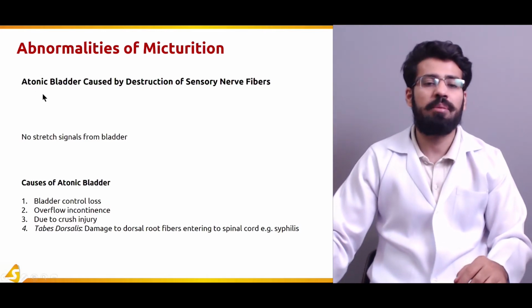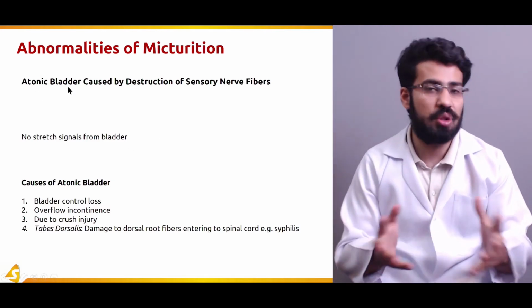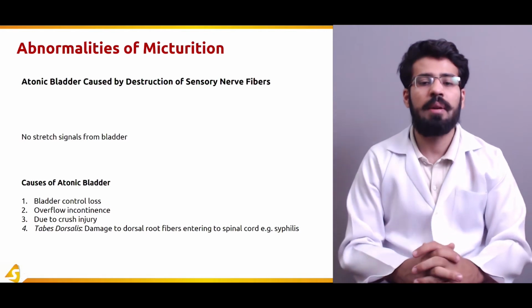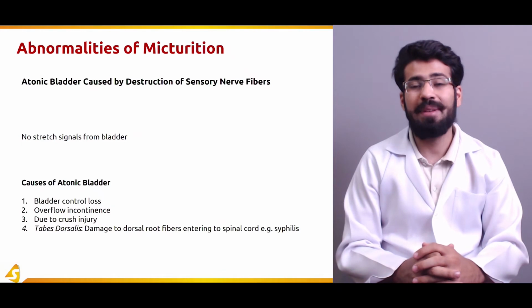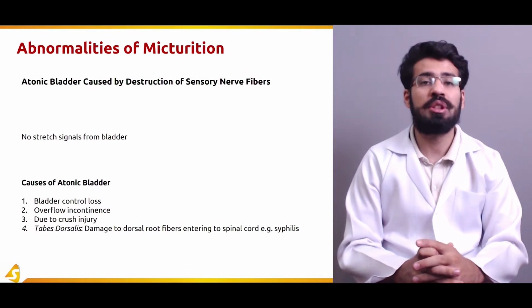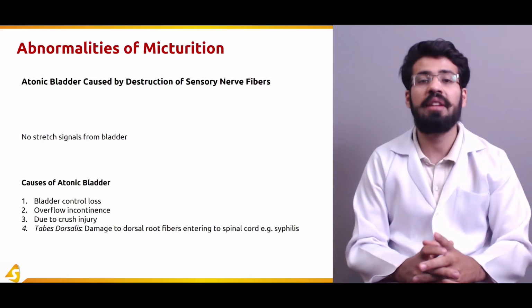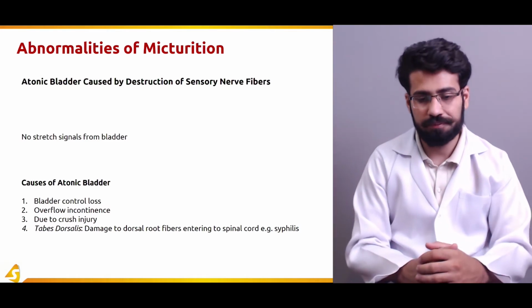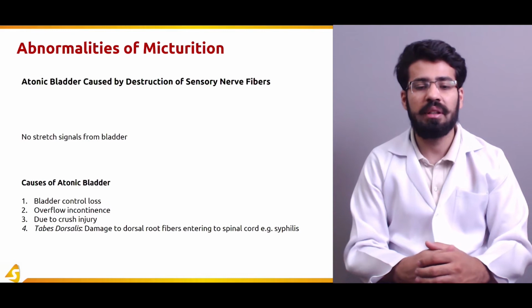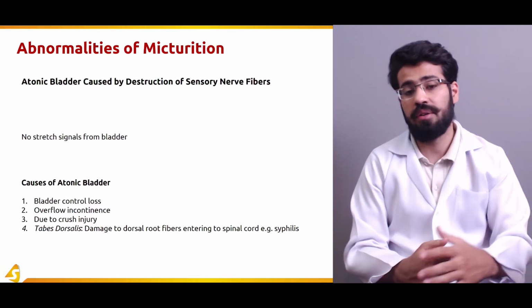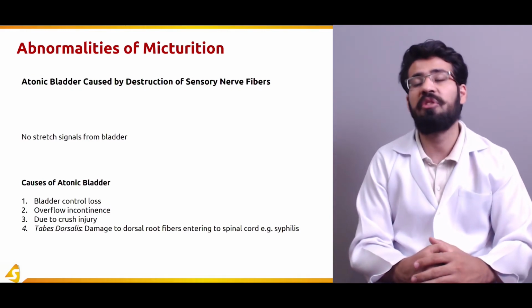Number one is the atonic bladder. It is caused by, of course, destruction of the sensory nerve fibers. Now, when the sensory nerve fibers are destroyed, there will be no stretch signals from the bladder, and the control of the bladder will be lost. Now, there are many different causes for the atonic bladder. Number one, of course, is the bladder control loss that can occur because of a variety of reasons.